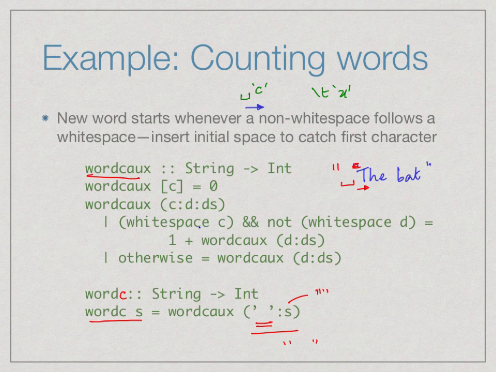If I have 2 characters, I check whether the current character is white space and the next character is not white space. This is exactly this transition. Right? If so, I add 1 to the word count. Otherwise, I continue counting words as before.